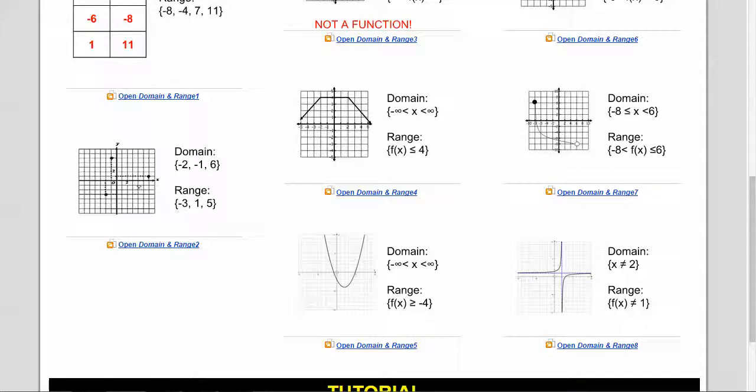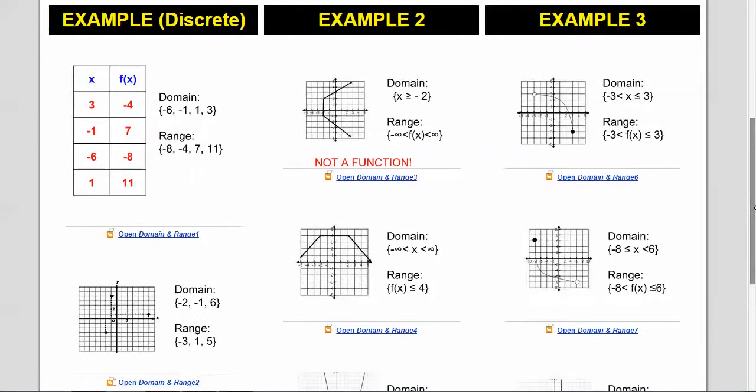For the range, I'm looking at the f of x values, or I guess what we could call the y in this case. And that would be -3 down here. It moves all the way up to 1 and then to 5. And that's how I'm writing the range. Of course, it could be something different, and usually we're going to use inequalities to represent this.